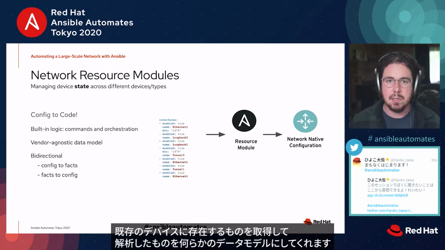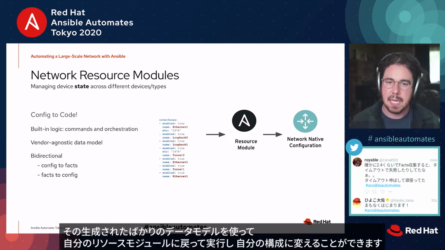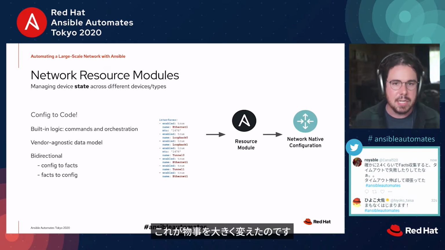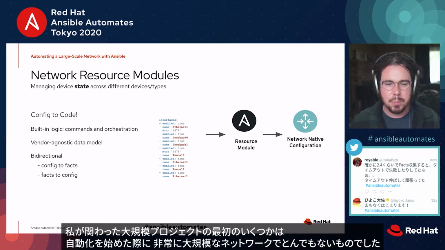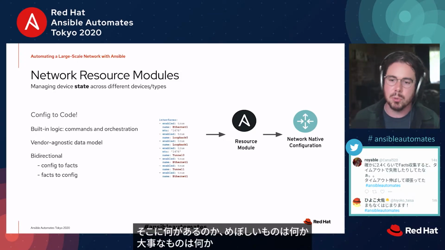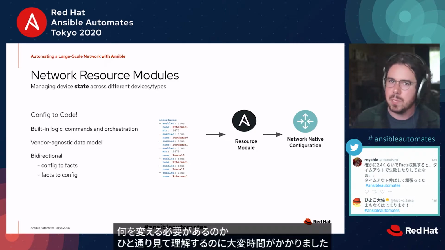They can let us take what is on our existing device and parse that out into a data model of some sort. And then we can take that data model that we just created, run it back through our resource modules, and turn that into our configurations. So this really changes things. The first few big projects I worked on, the first few really large scale networks I began automating, were monstrous. It took a lot of time to go through and figure out what was there, what's interesting, what do we care about, what needs to change.